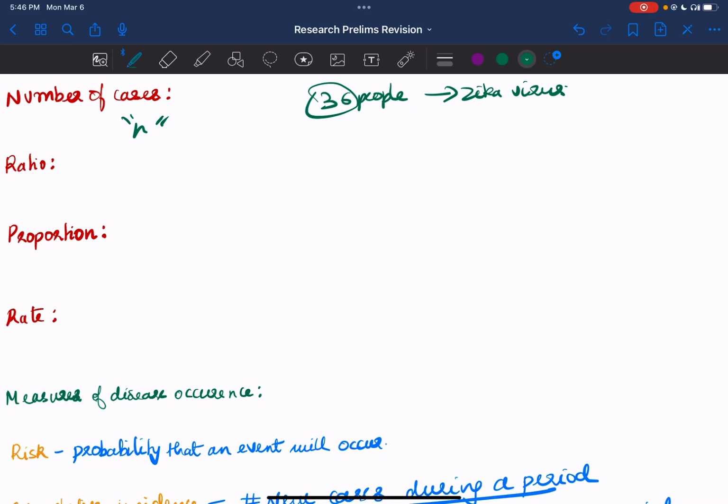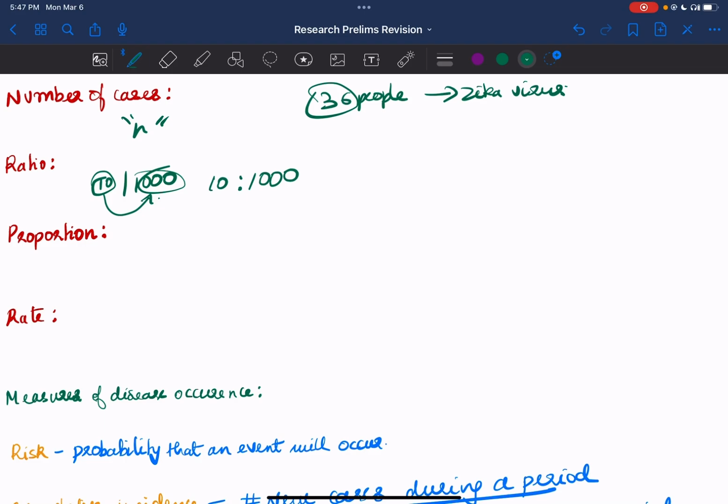Ratio is something in which the numerator is not part of the denominator. For example, let's say there are 10 doctors out of 10,000 people in India. Now, these 10 doctors are not necessarily part of the denominator. They are a separate group of 10 people apart from the 10,000 we have. So ratio values are like this: 10 is to 10,000.